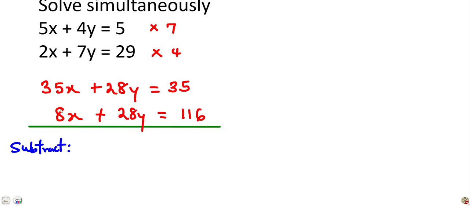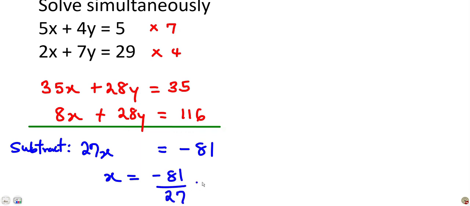So if you do 35x take away 8x, you get 27x. And of course, you subtract 28y minus 28y, that's going to be 0. And then you have the equal sign here. 35 take away 116, you're going to have minus 81. And now to get the value for x, you divide both sides by 27. So x is going to be minus 81 divided by 27, and that's going to be minus 3. So we know the value for x is minus 3.